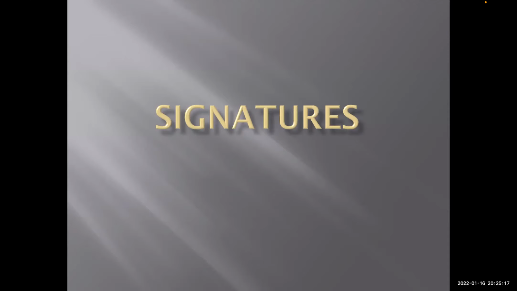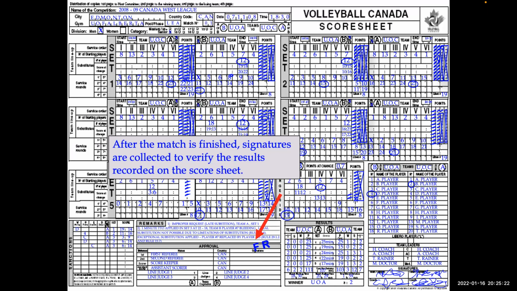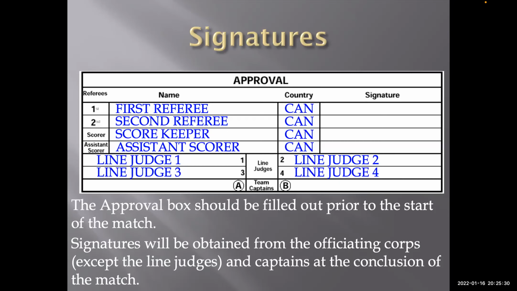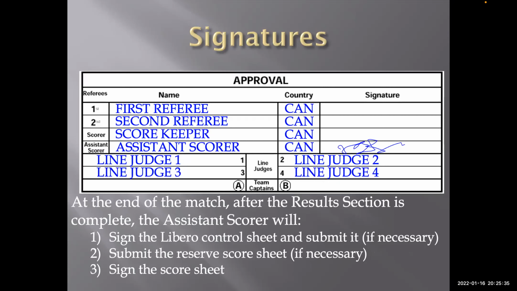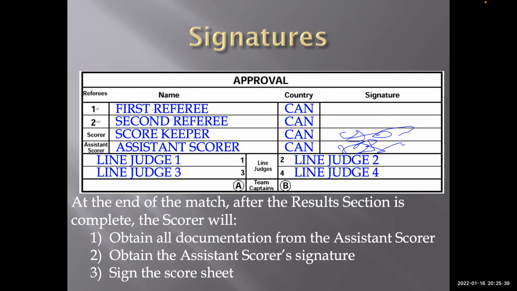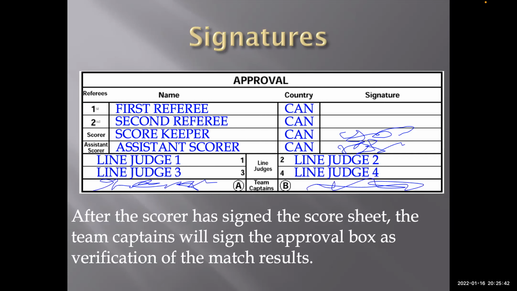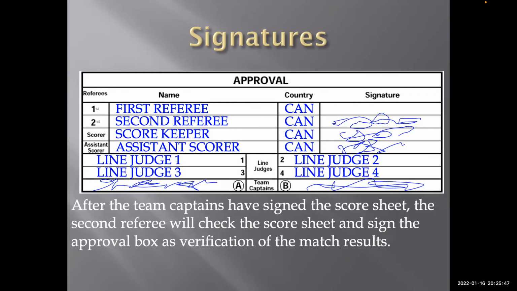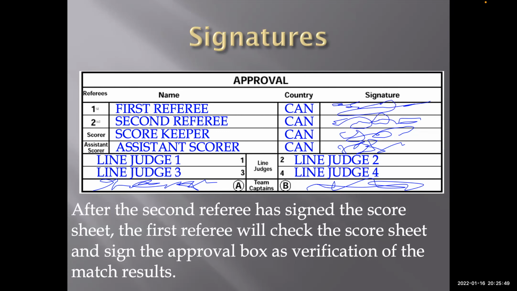Signatures. As soon as my computer catches up, there we go. So we had all the approvals, the name of the people that needed to approve it. So now we go to the bottom and we'll sign from the bottom up. So your assistant scorer will initial or sign, you will sign, then the captains will sign, second referee signs, and the first referee signs.